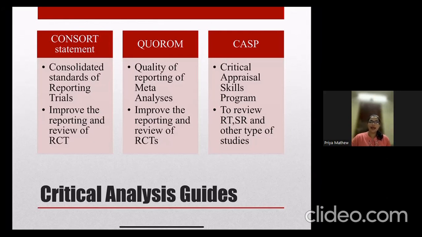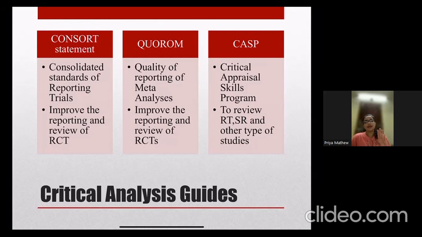Now, the third one is CASP. What is the full form? It is Critical Appraisal Skills Program. All these have these yes or no questions by which we can get to know whether the study that we are going through is of a good standard value that we are looking for. So this again helps for randomized control studies, for systematic reviews, and all other types of studies. So in general, we can use CASP for all, and for randomized control studies, you have the CONSORT statement and the QUORUM statement. So this is about the critical analysis guide.